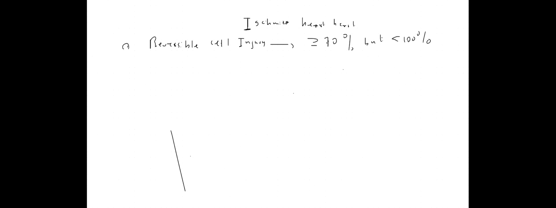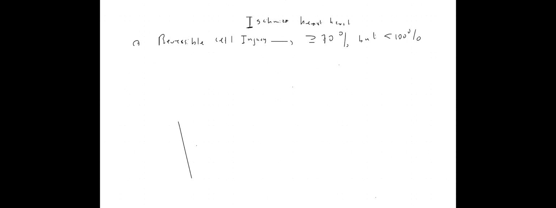All right. So reversible cell injury will only happen when you have greater than 70% blockage but less than 100% blockage. Can anybody tell me what is the cause of reversible cell injury? Reversible cell injury is always caused by atherosclerosis. What is the typical characteristic of atherosclerosis? It will lead to blockage of less than 100%.